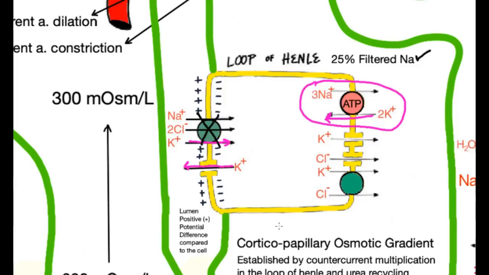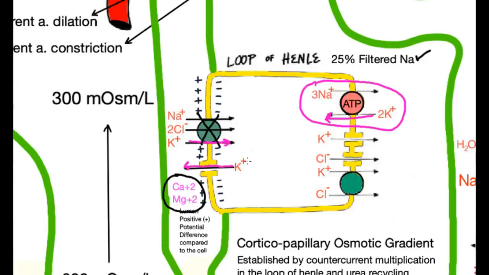So there's one other important concept. Remember how we mentioned there's a positive lumen potential with respect to inside the cell, and this is all established by potassium movement out of the cell. This will also facilitate the paracellular reabsorption of calcium and magnesium.